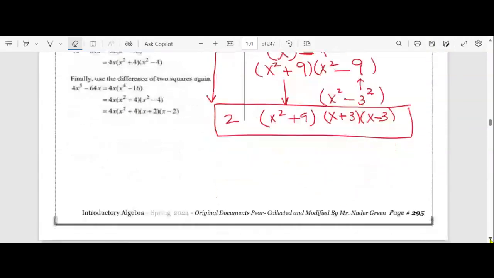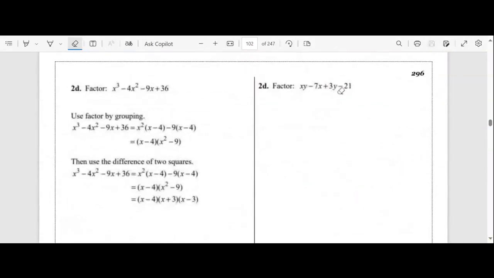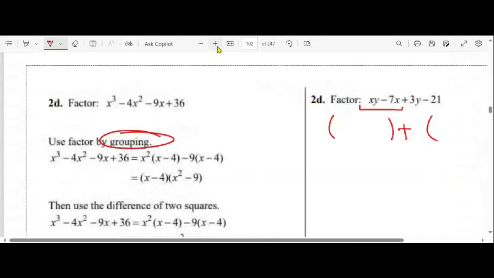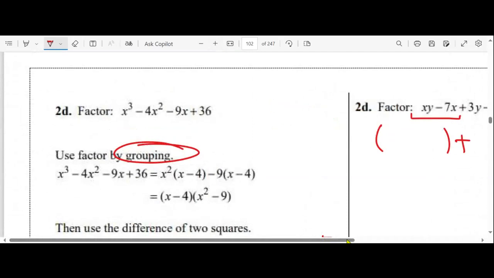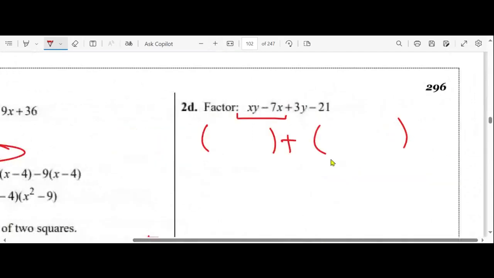Move on. Who can tell me how many terms here? 4. If you have 4, what should you do? Grouping. Okay, take the first 2, take the last 2. What is common in the first 2? X, very good. So I will take x as a common. So you divide by x. What do you get?